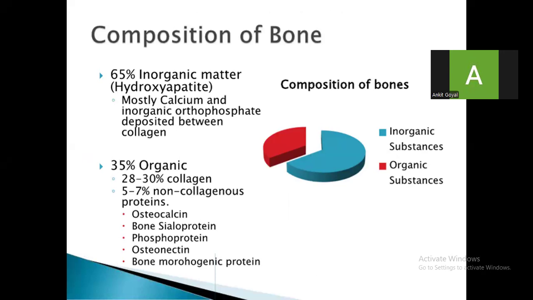Composition of bone. The bone is mainly composed of 65% inorganic matter, that is mainly hydroxyapatite, which is mostly calcium and inorganic orthophosphate deposited between collagen. 35% is organic, 28 to 30% is collagen, and 5 to 7% is non-collagenous proteins: osteocalcin, bone sialoprotein, phosphoprotein, osteonectin, and bone morphogenetic protein.